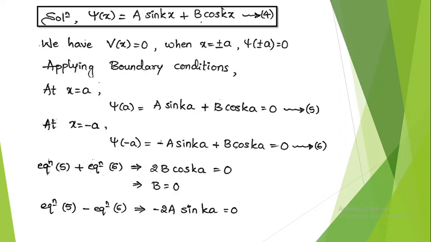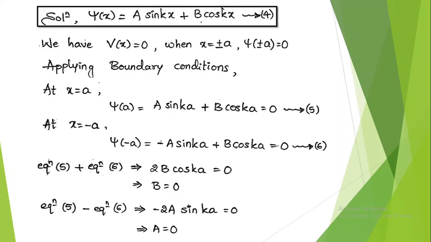Now when you subtract equation 5 from equation 6, the second term is going to cancel out and the first term we are having is minus 2A sin ka is equal to 0, or plus 2A sin ka is equal to 0. From this we can again say that A is equal to 0. But one thing we need to remember is, at a time both A as well as B cannot be equal to 0. Because if that happens, then xi of x will be equal to 0, which means there is no particle within the square well, and that cannot happen.